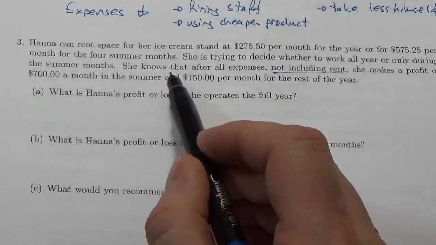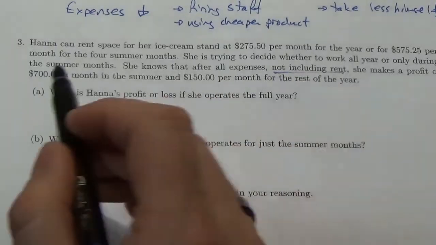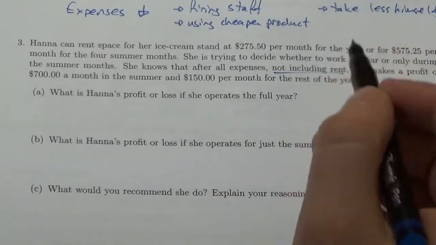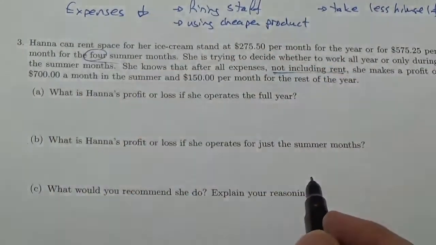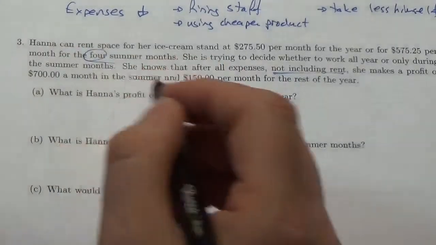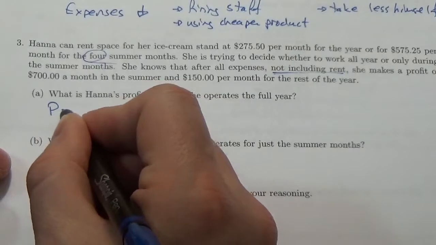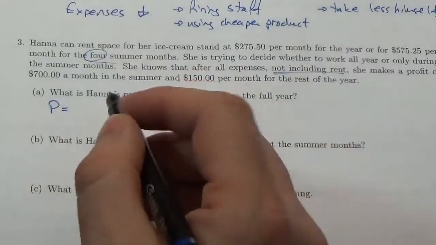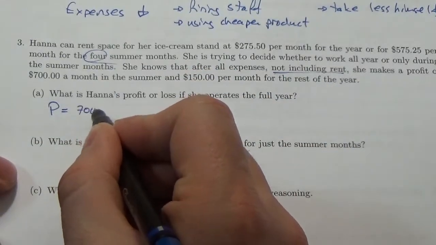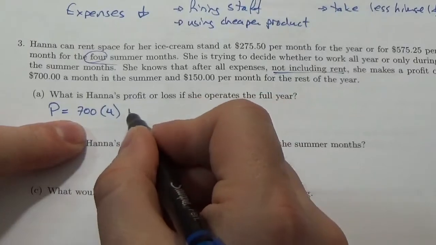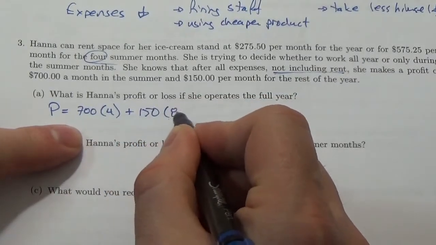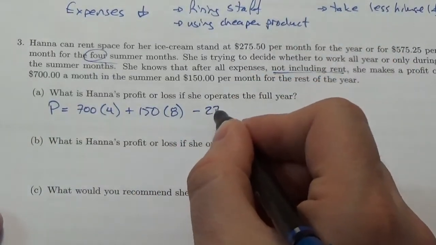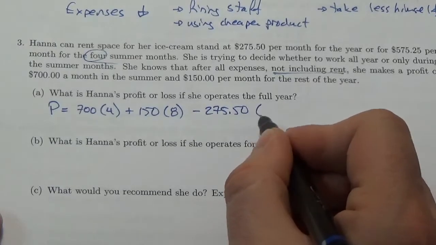Okay, so she knows that after all expenses, not including rent, she makes a profit of $700 a month in the summer and $150 per month for the rest of the year. And we know that they're considering it to be 4 summer months here. So her profit here is going to be her revenue coming in. If she goes for the full year, then she is going to make $700 for each summer month plus $150 for the 8 other months of the year. But she's going to have to pay $275.50 per month for rent.